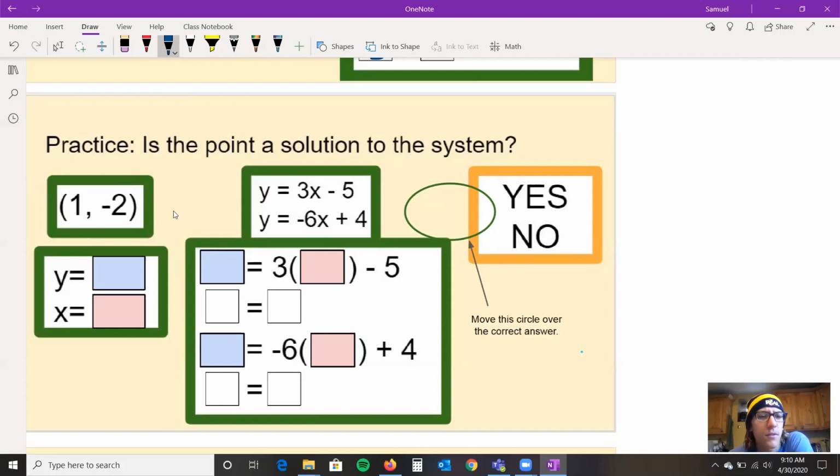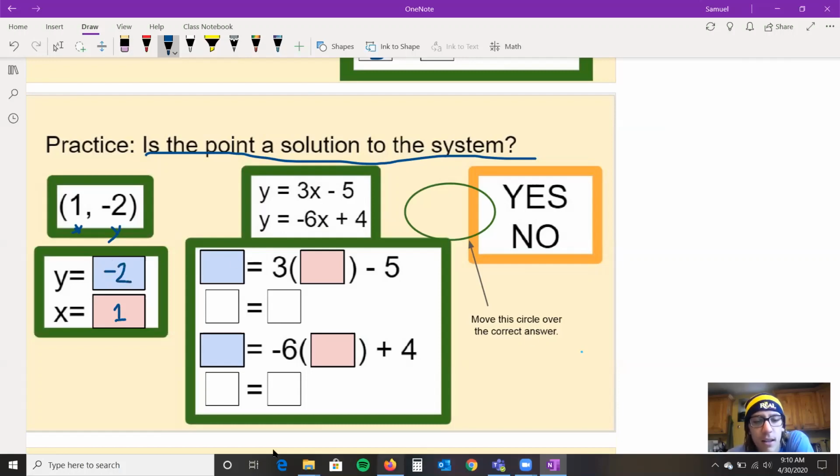So help me solve this one. We've got an x and a y coordinate here, right? This is x, this is our y. X comma y, x is 1 and y is then -2. And it says, is the point a solution to the system? Or is this coordinate pair a solution to the system of equations? Well, we know our x is 1, so I'm going to fill that in. And we know our y is -2.